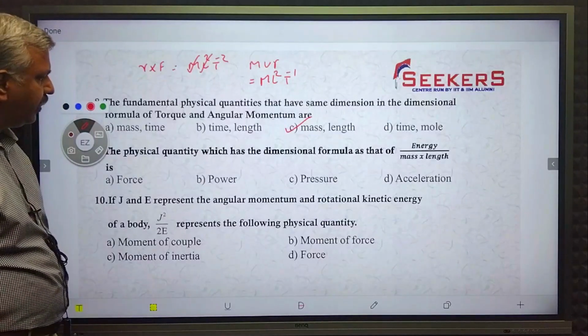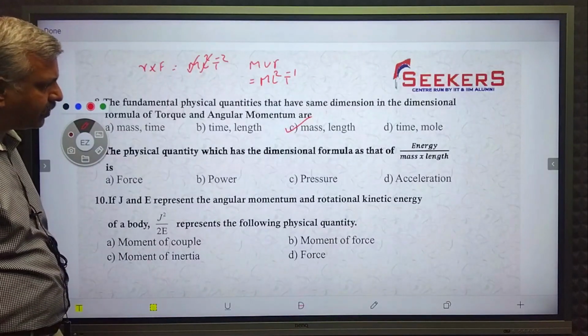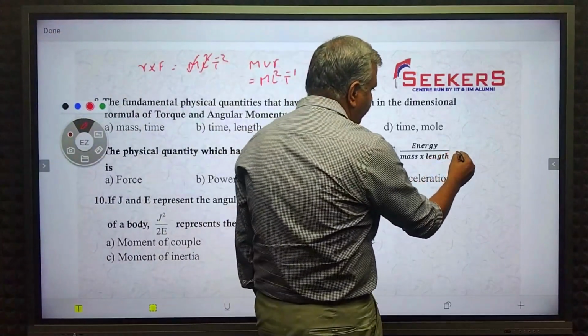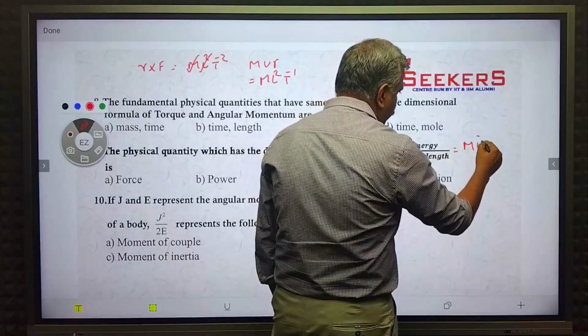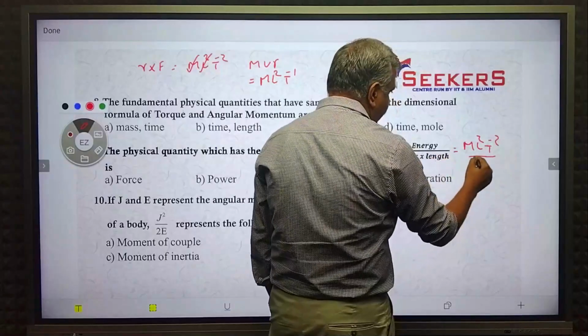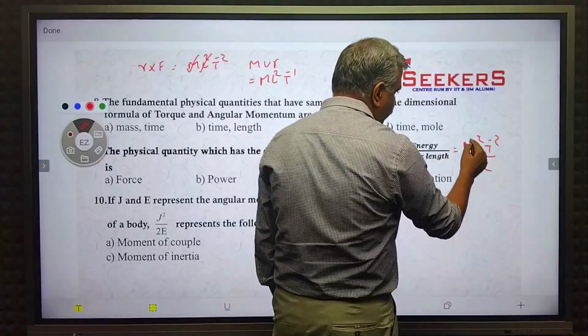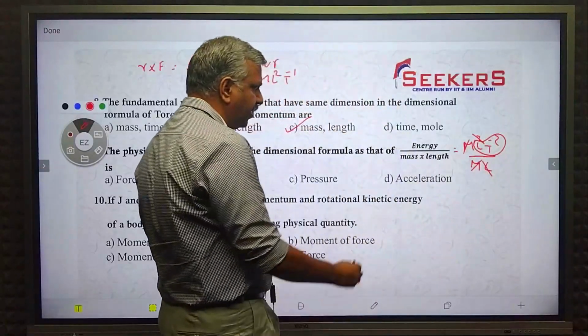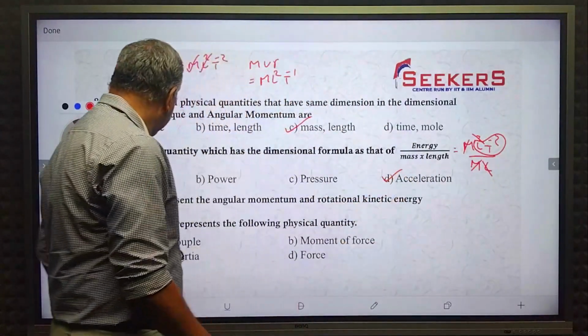The physical quantity which has the dimensional formula of energy divided by mass into length. So I just write down energy is mL squared T power minus 2, divided by mass, which is m, and length, which is L. So this will get cancelled, this will get cancelled. So it is L T power minus 2. It is same as acceleration.